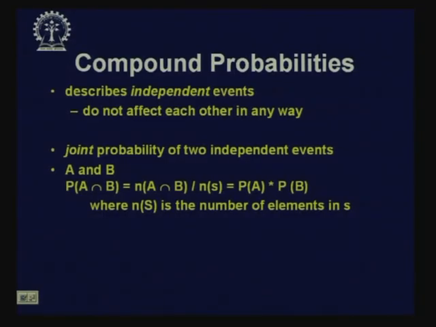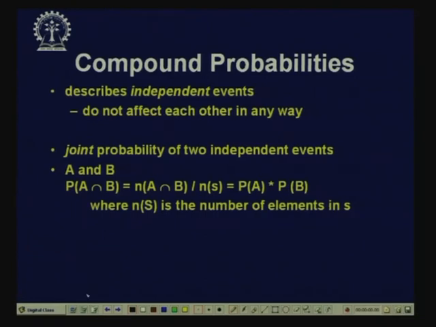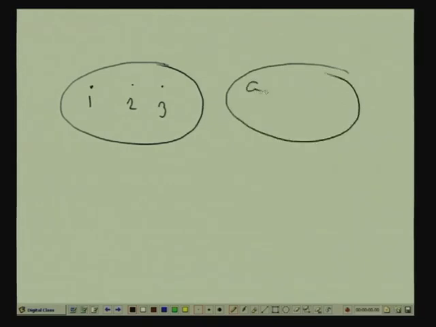Now, the joint probability of two independent events A and B is given by P of A and B, that is the number of intersections of A and B divided by the total number of elements in the set, and that can be computed as the probability of A times probability of B. For example, again thinking of this same example, 1, 2, 3 and A, B, C, this is the display, what will be displayed, and this is the key that will be pressed.